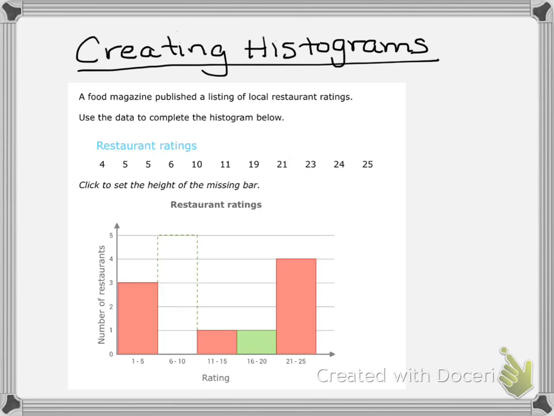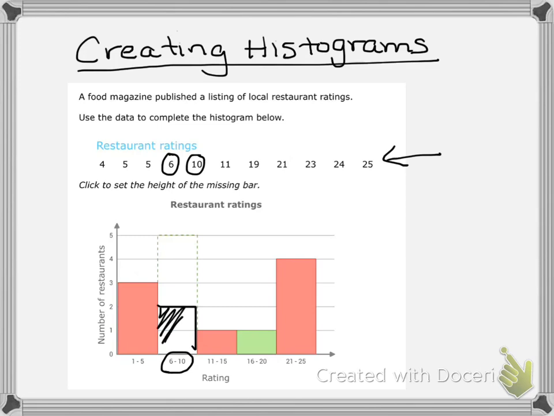Food Magazine published a listing of local restaurant ratings. We're going to use the data that's listed here to fill in our missing bar. So we want to look for ratings of 6 to 10, and that includes 6 and 10 in there. So I'm going to circle those numbers. We have a 6 and a 10, so only two numbers. That means we're going to draw a bar in here like this.